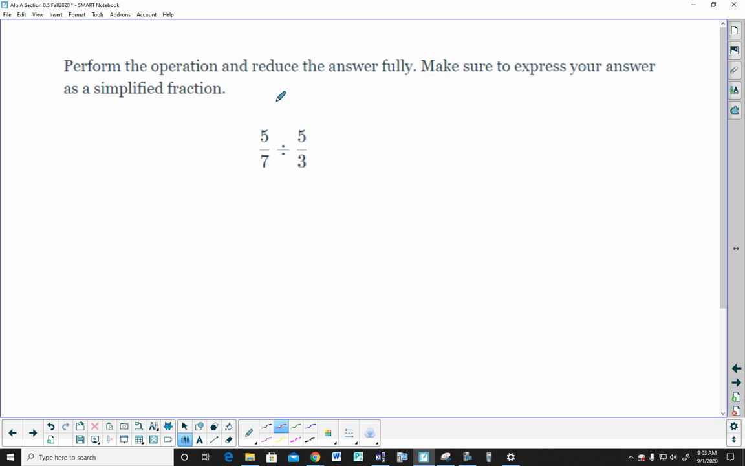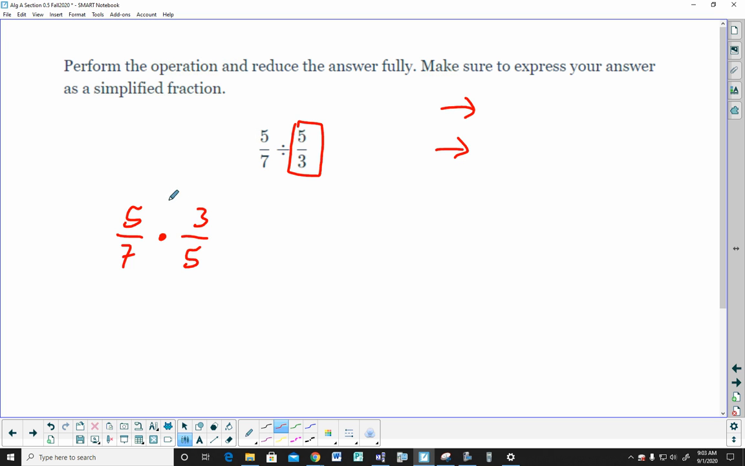When it was multiplying, you would just multiply straight across. Dividing is the same as multiplying by the reciprocal. Okay, so we got to practice reciprocal. So first off, 5 sevenths. You hold the first one still. It's now going to be multiplication. And whatever the second one is, you flip it over.